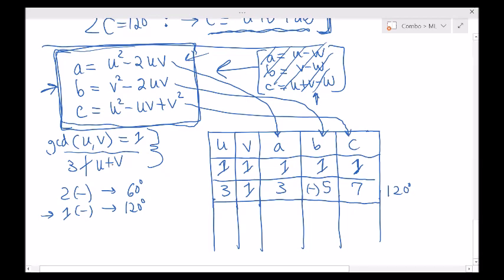Why is 3 not u plus v? The reason is that w comes out divided by 3. If in this system of equations you isolate w, it comes out as 3uv over u plus v. So if u plus v is divisible by 3, it fails. That's why we don't want this to hold.